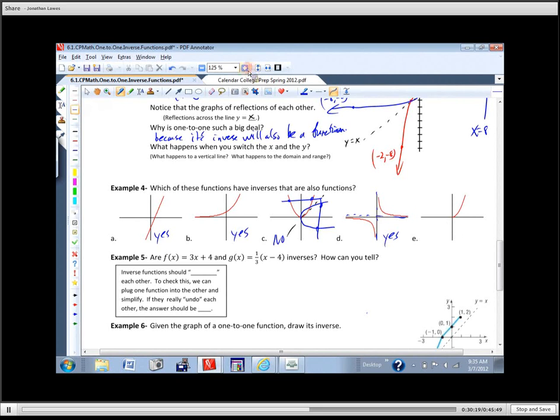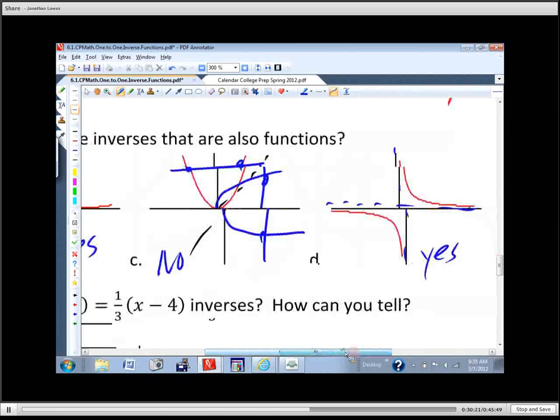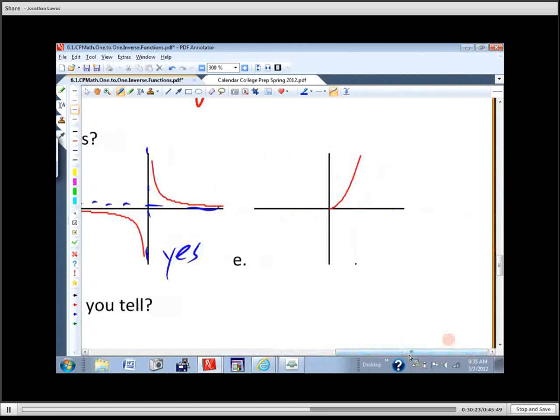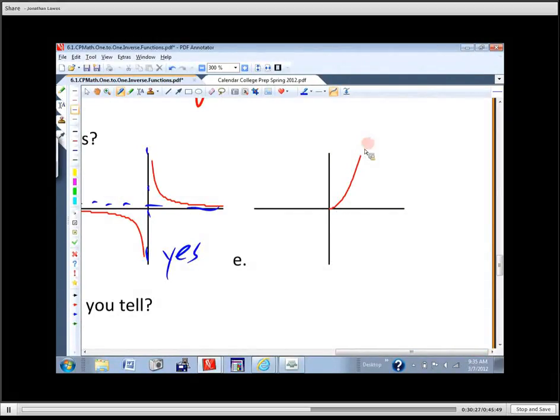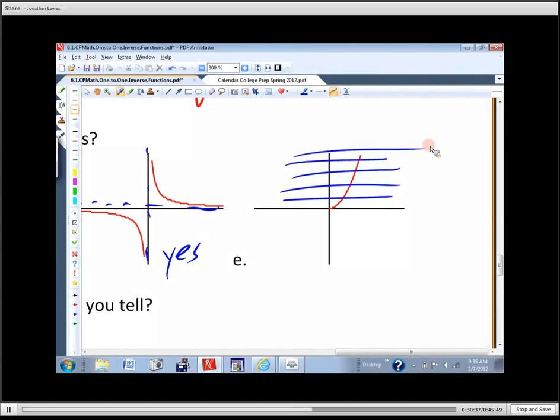I'm going to enlarge this just a little bit. Okay, a lot. This is half of a parabola. Is that a one-to-one function? Let's check. Just draw a bunch of horizontal lines. How many places does it cross that graph? Only one. So it is a one-to-one function.